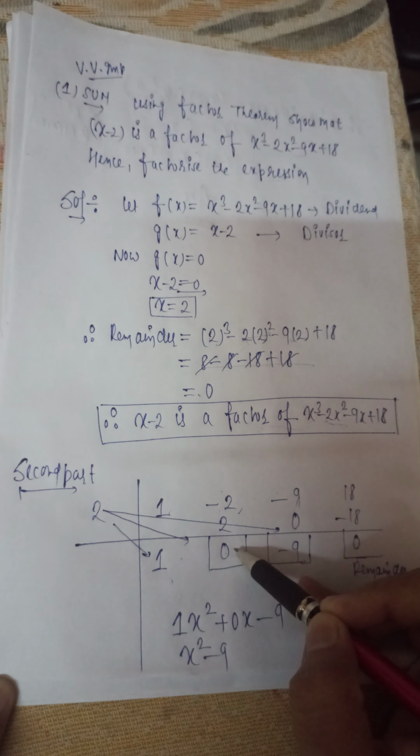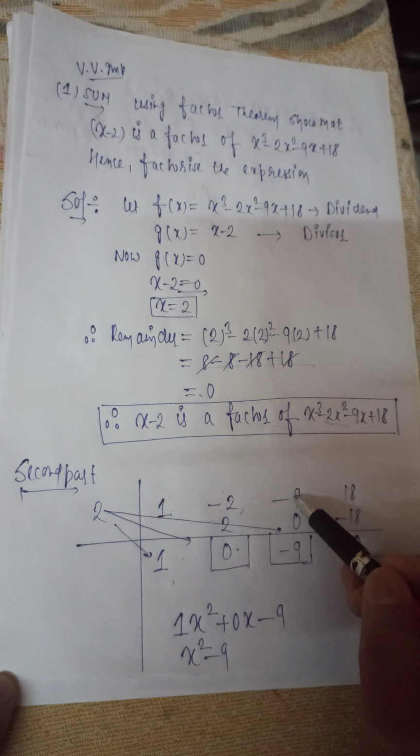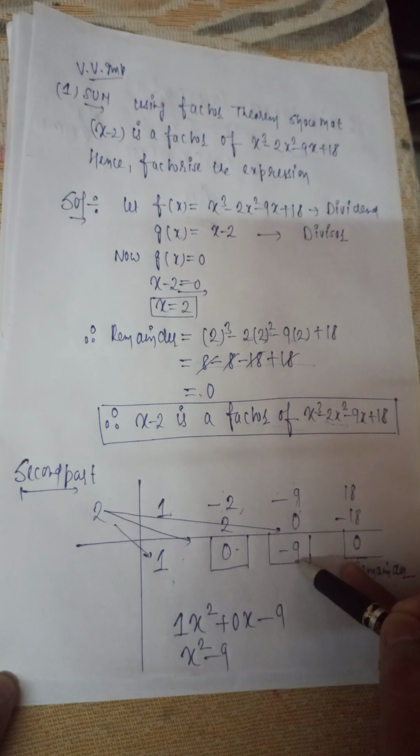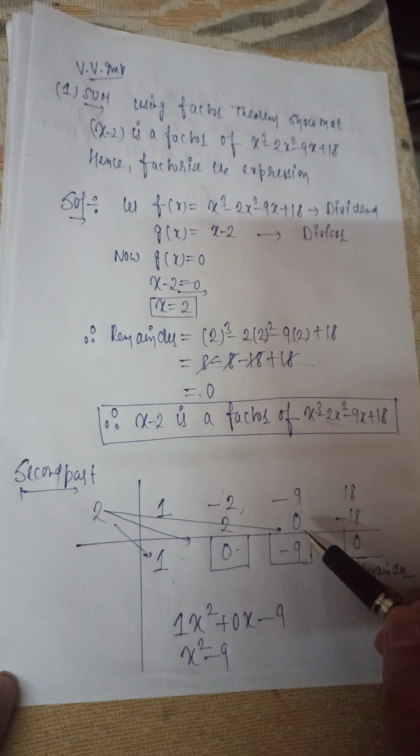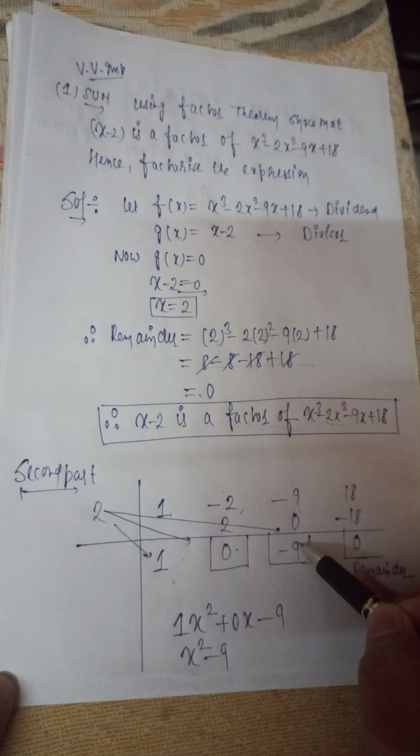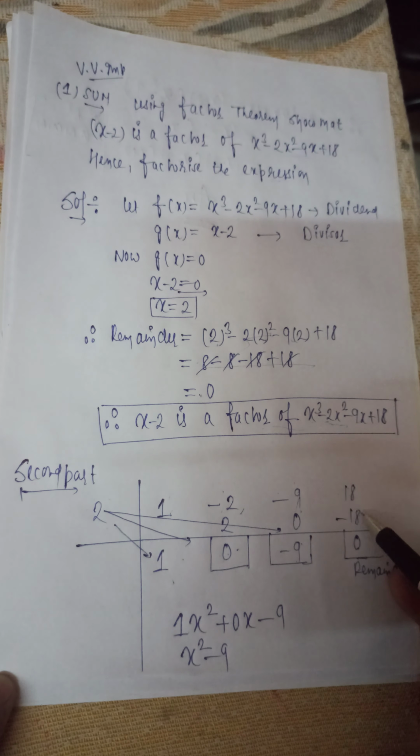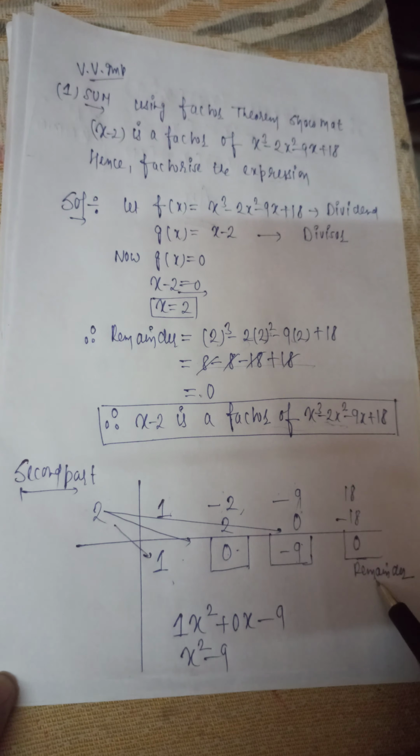What is 2 multiplied by 0? It is 0. Then solve this: minus 9 and 0 is again minus 9. Then multiply 2 by minus 9. So what is 2 multiplied by minus 9? It is minus 18. Now minus 18 plus 18 is 0. Here the remainder should be 0. If the remainder is not 0, it means your calculation is wrong. So here the remainder should be 0.